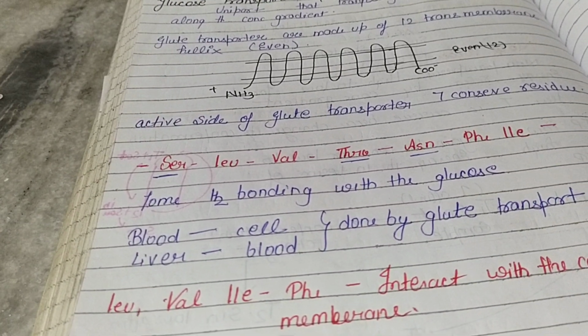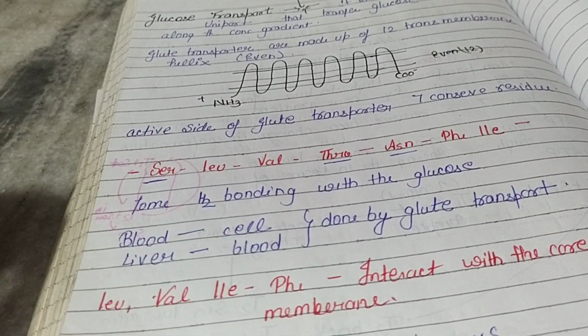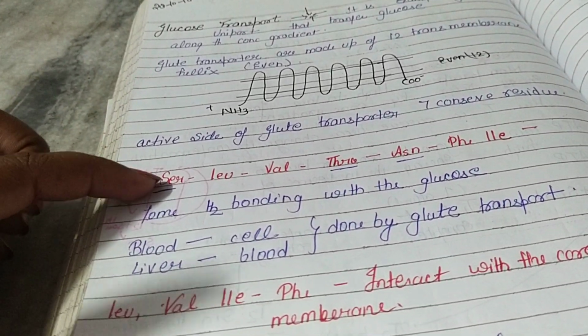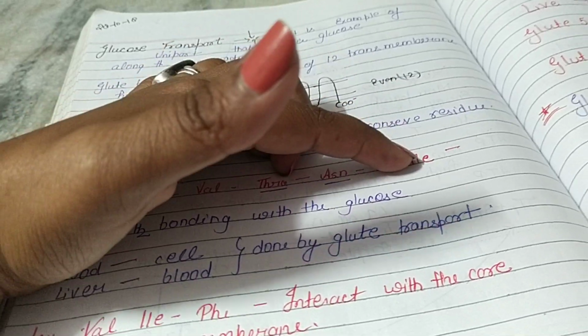The active site of the glucose transporter has seven conserved residues, SLVTNFI. It's a short form: serine, leucine, valine, threonine, asparagine, phenylalanine, and isoleucine.